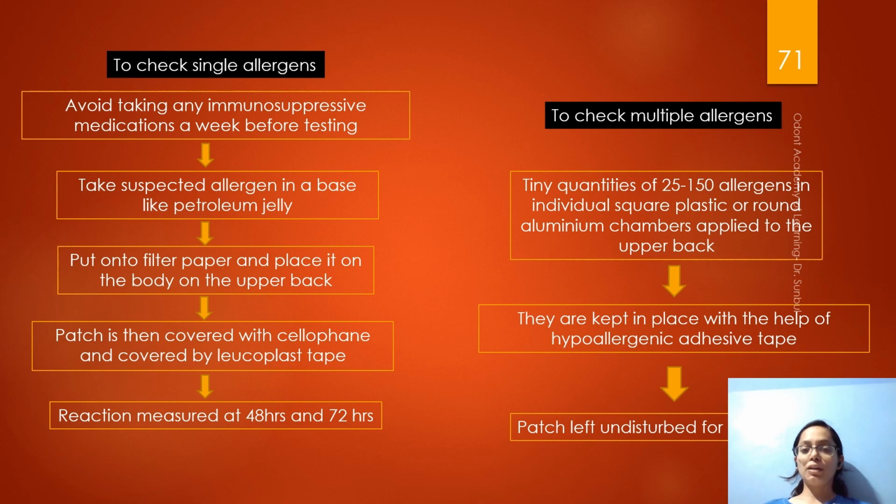If you are checking for multiple allergens, then tiny quantities of 20 to 50 to 100, 150 allergens are placed in individual square plastic boxes in aluminium chambers and then applied on the upper back. They are kept in place with adhesive tapes and the patch is left undisturbed for 2 to 3 days, and then we check if the hypersensitivity reactions have occurred.